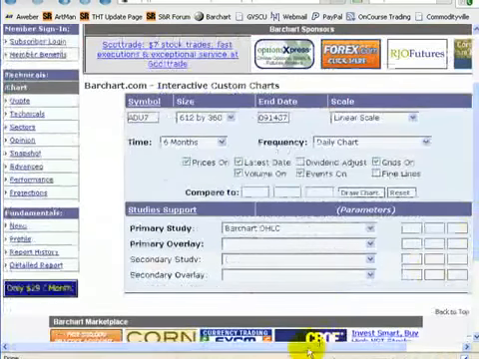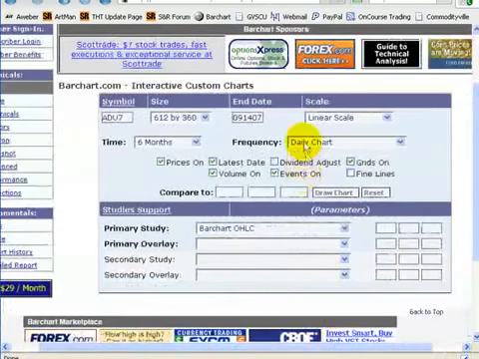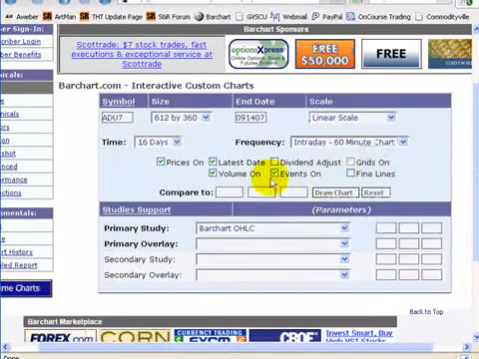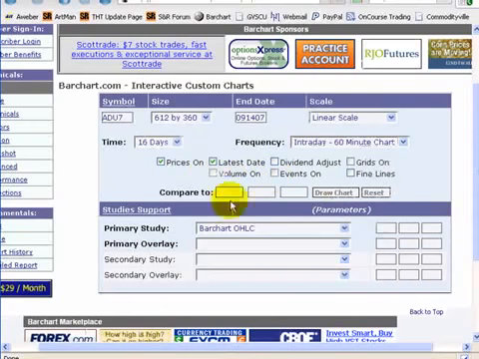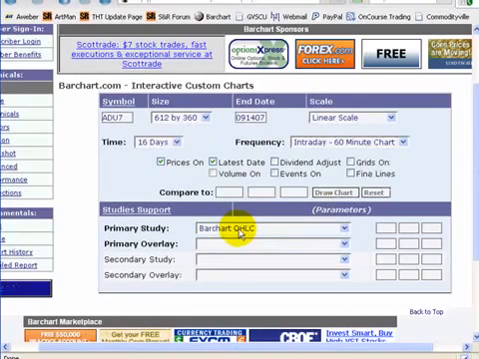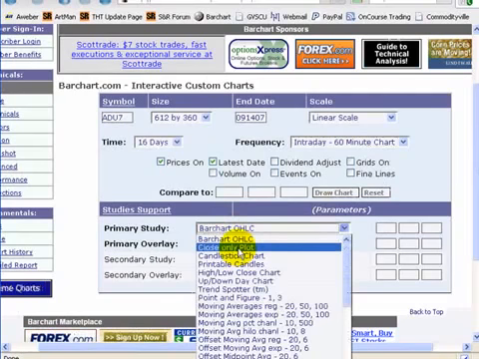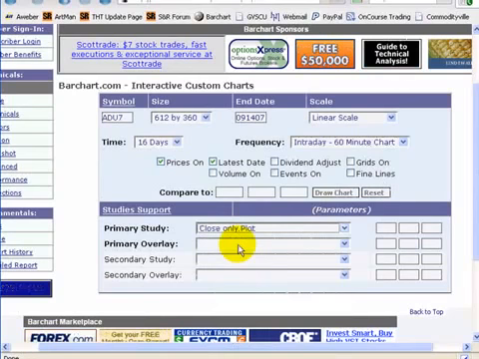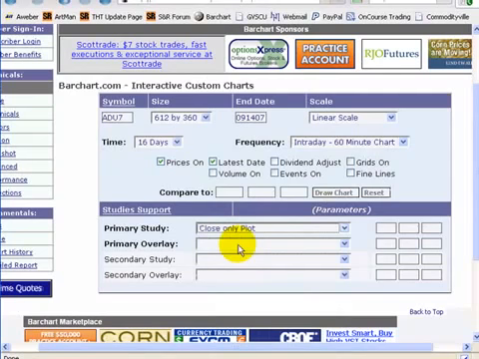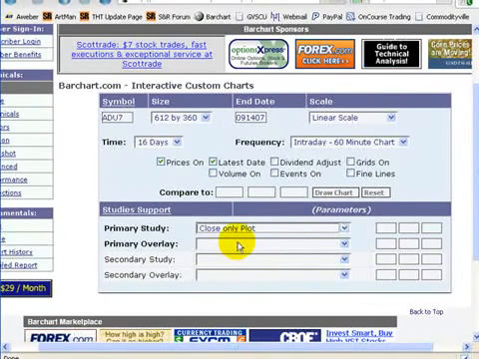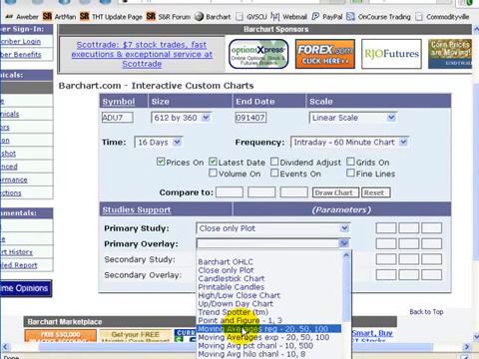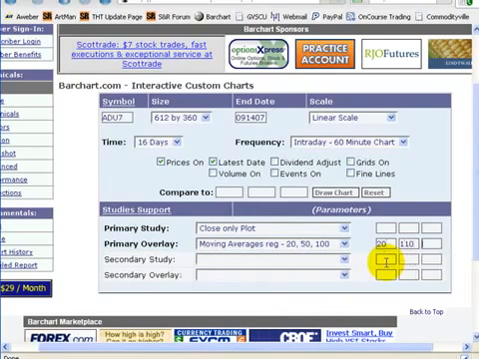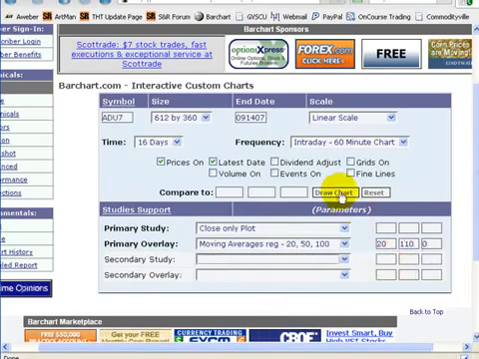And usually what I like to do is take a look at a 60-minute chart. You can turn off the lines, you can turn off the events and the volume, we won't need that. And rather than see a bar chart, I'll sometimes go with a close-only plot. This is a line chart. And the reason I do that is it kind of gives you a better feel for what's going on in the marketplace. I'll also put my moving averages on. And draw the chart.